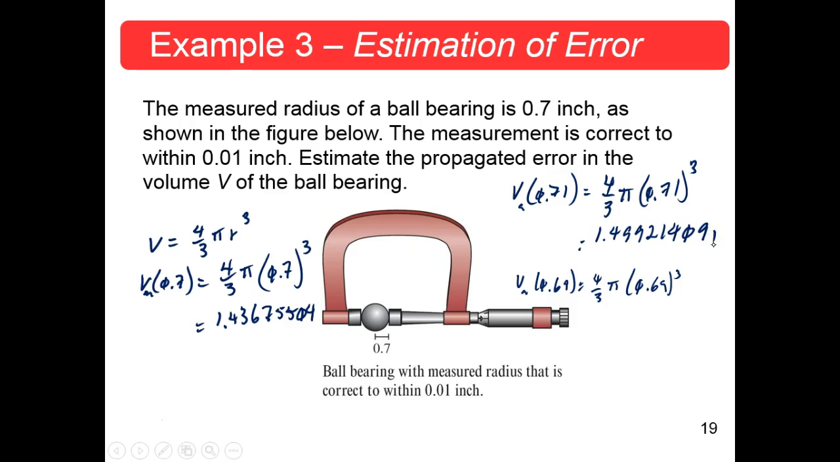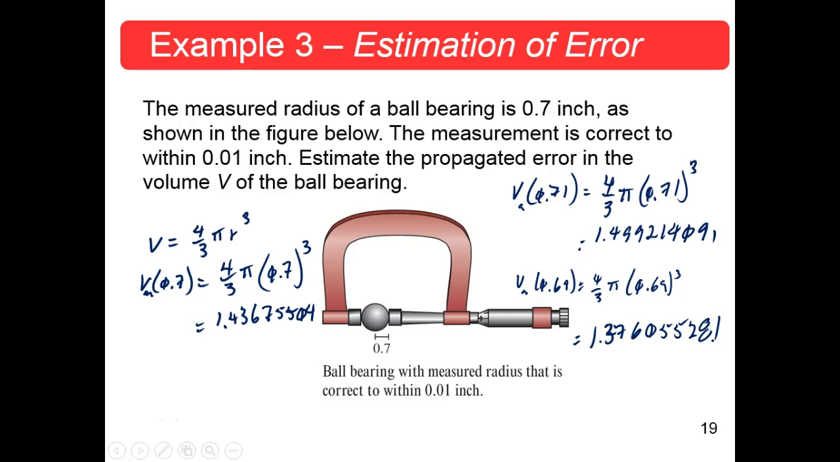We don't need that many digits. And just for fun, we don't know whether that error, it says within 0.01 inches, may have been short. So let's punch that one in too. V of 0.69 would be 4/3 pi times 0.69 cubed. I got 1.376, 0.55281.